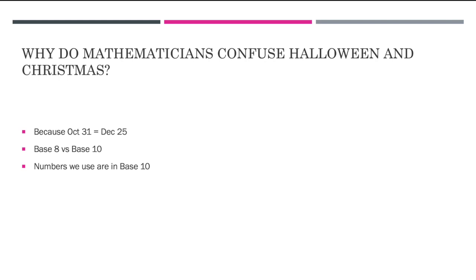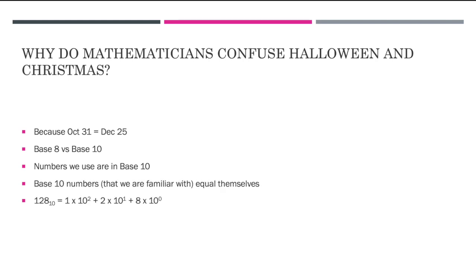The numbers that we use and that we are familiar with in everyday life are base 10, so like 50, 60, 125, those are all numbers in base 10 and they equal themselves. Now for an example, 128 in base 10 equals 128 because the formula, as we will see shortly, is 1 times 10 to the second, the first digit, plus 2 times 10 to the first, 2 is the second digit, plus 8, the third digit, times 10 to the 0 power. And that, of course, adds up to 128.